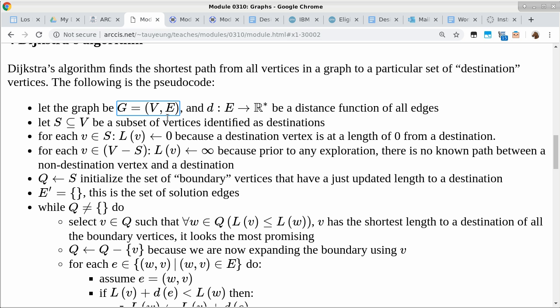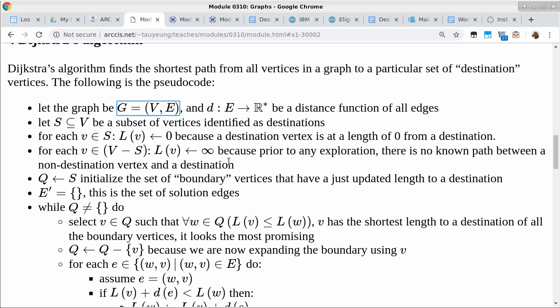And without any big surprise, the graph is represented as G, which is a tuple of V and E, okay? V, once again, is the set of all the vertices, and then E is the set of all the edges. Are we good so far? I mean, this is consistent with the use of symbols described earlier.